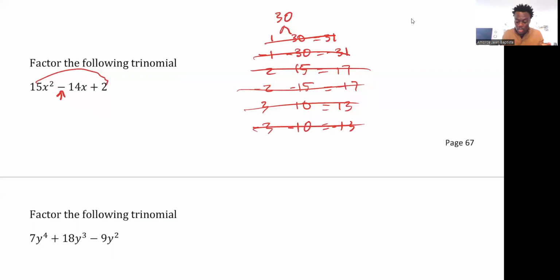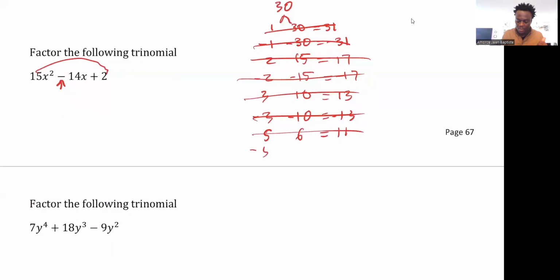I'm going to try 4. 4 is not a factor of 30, so I'm good with 4. But 5 is. 5 times what? 5 times 6. When we add them, it's 11, so not good. And how about -5 and -6? When we add them, -11, not good. Any other factor you can think of? 7 doesn't go into it.